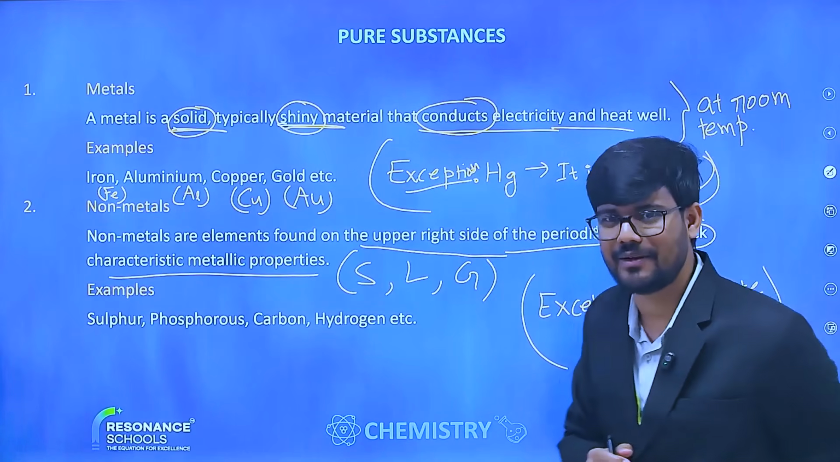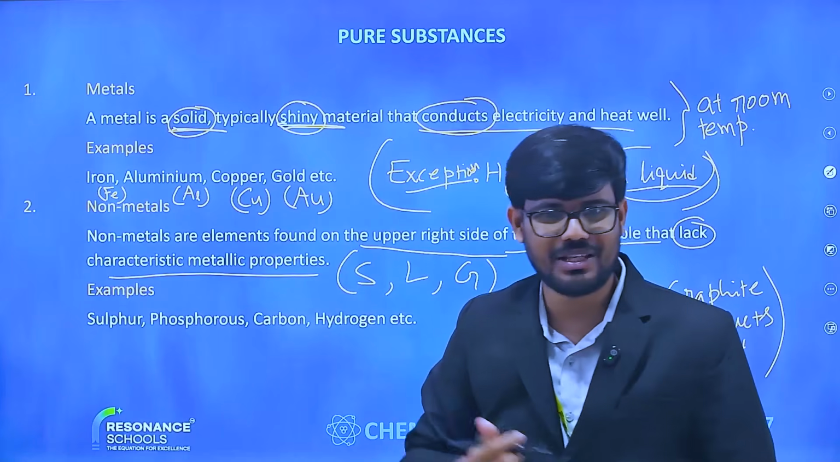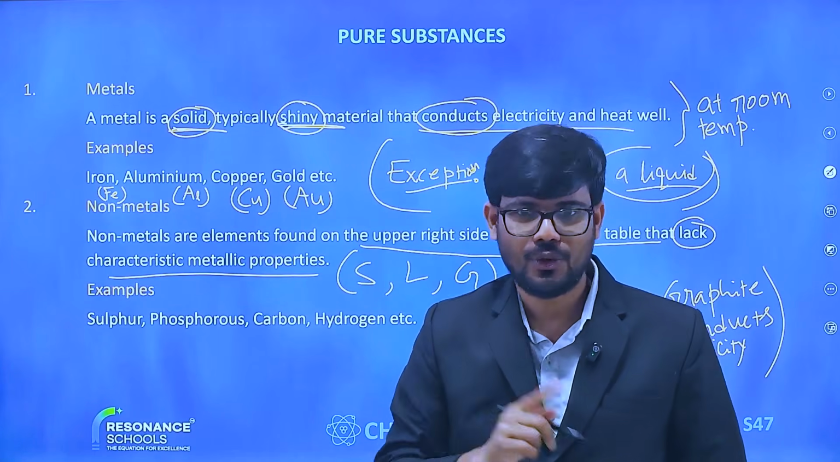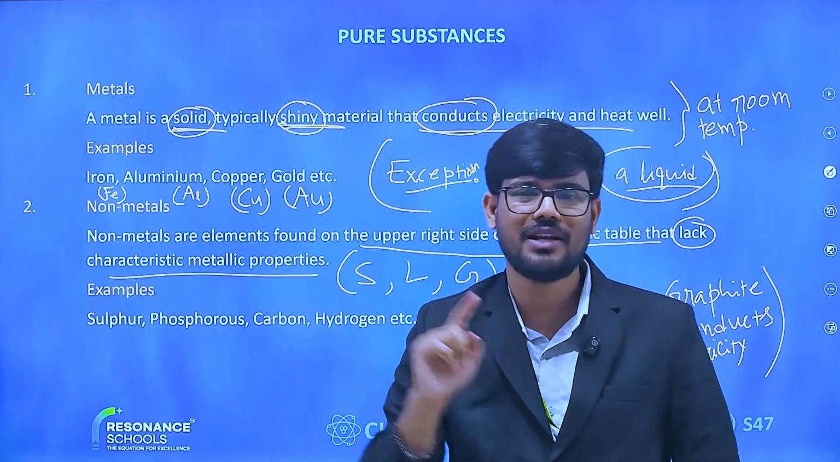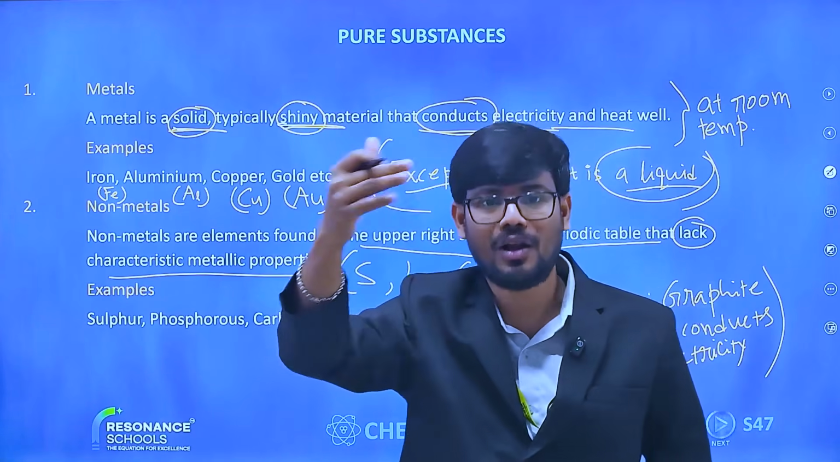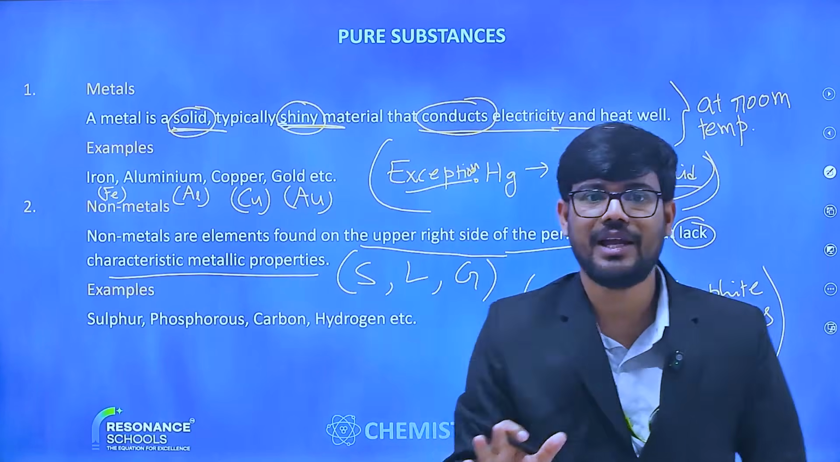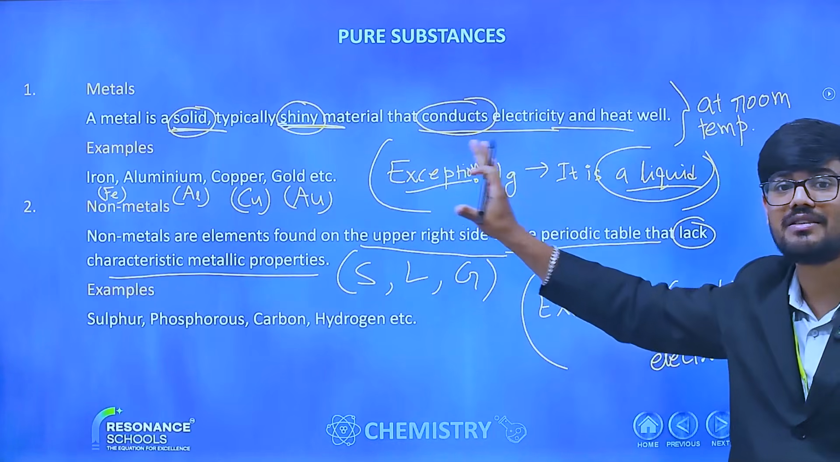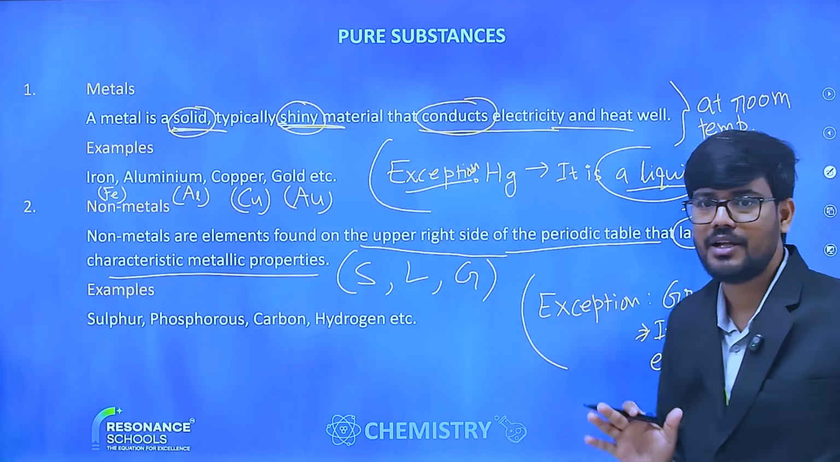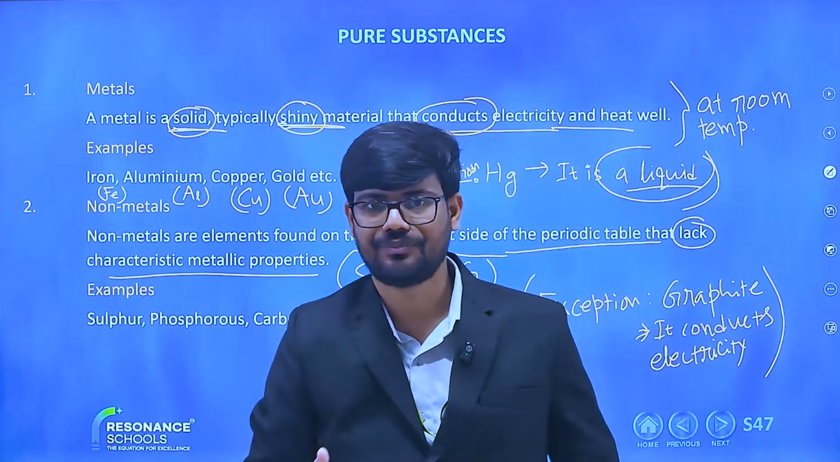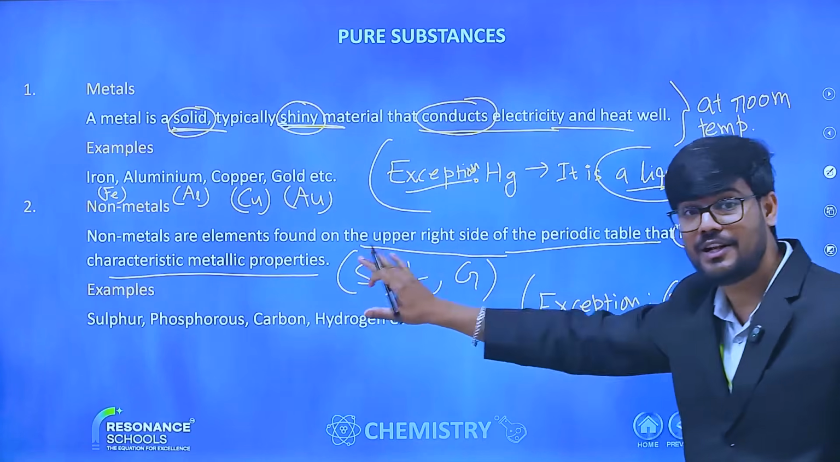So can you say, only based on this, that it is not a metal? No, right? Only one problem is there, that is physical state, but all other properties are similar to metals. So that's why mercury will be classified as a metal. We just have to think in this way. Correct? Now see the non-metals.